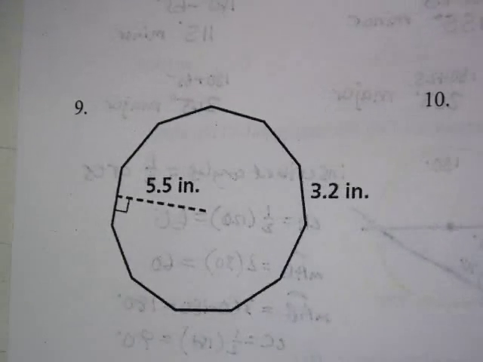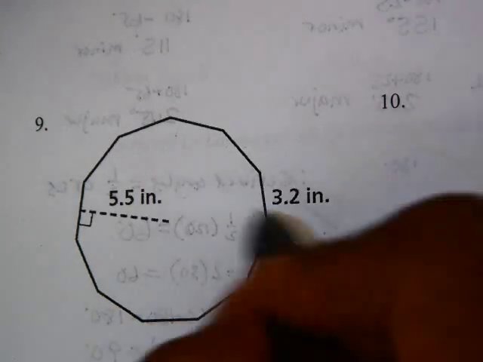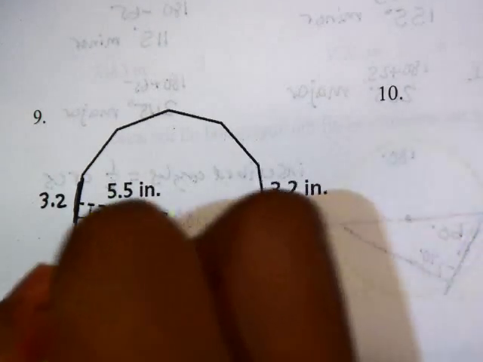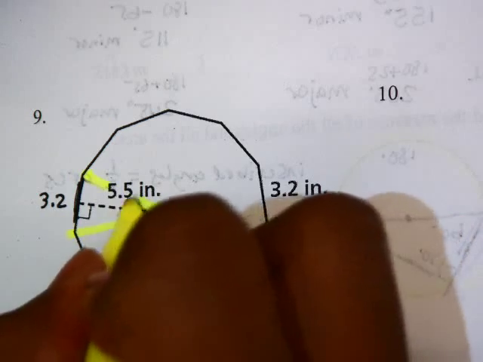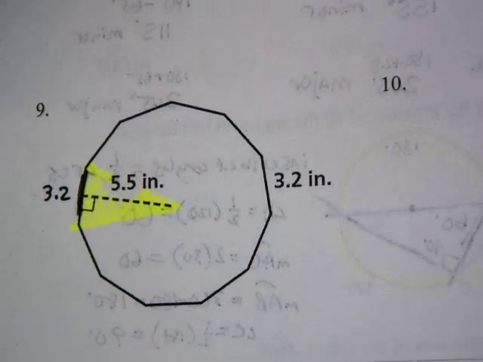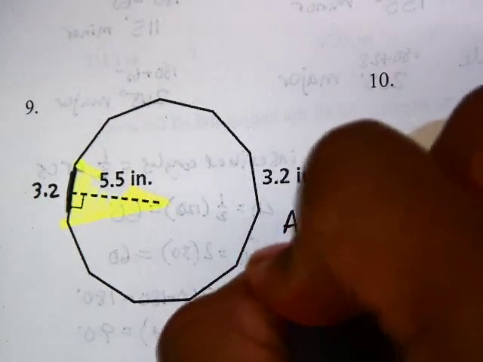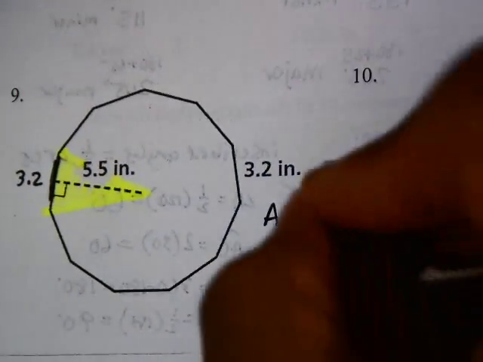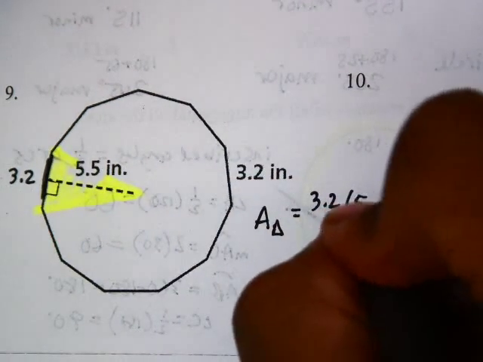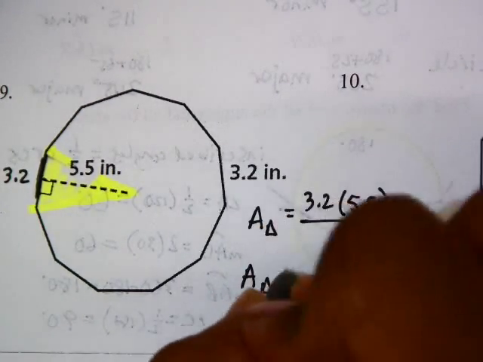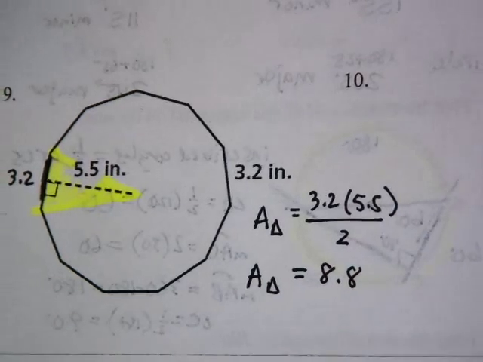On number 9, this is a regular polygon. So all the sides are 3.2, and then more specifically, this side is 3.2. So when I get this, I can create a triangle. I can find the area of that triangle. The base is 3.2. The height is 5.5. And I'll divide that by 2. So I get that the area of that one triangle is 8.8.